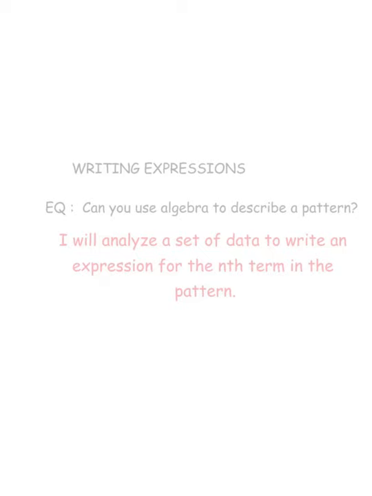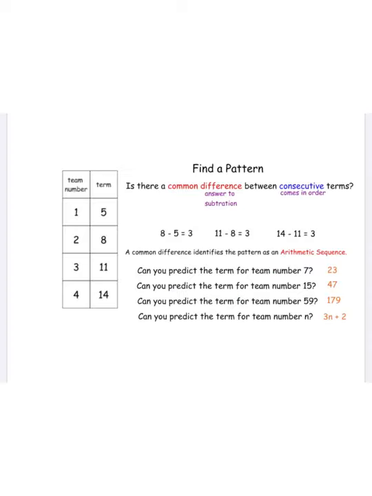This video is going to take a look at how to use algebra to describe a pattern, to write an expression for the pattern. So if you take a look at this, first of all, there is a typo on the screen. This here should say term number, not team number. Okay, but if we're looking at that, we have the term number 1, 2, 3, 4, and then its corresponding terms, 5, 8, 11, and 14.